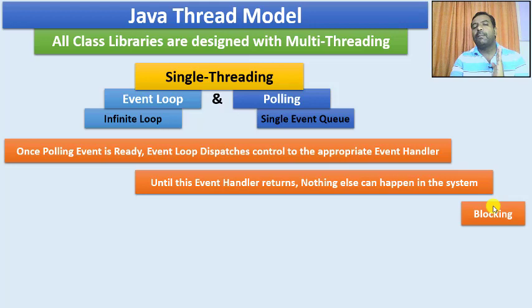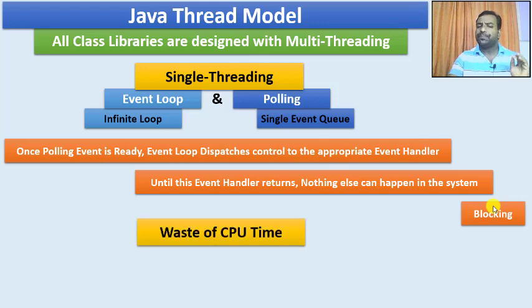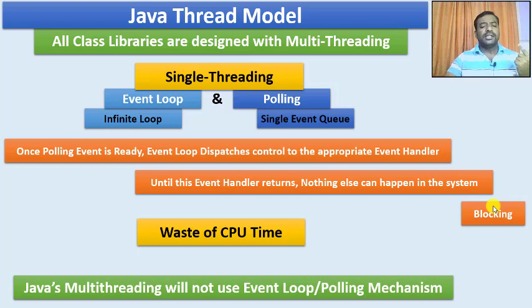The CPU is in the blocking state, and the CPU is idle right now. The CPU has not been used by any other execution line. This is what happens if we are going to have single threading. Hence, waste of CPU time, what I have just discussed. Hence, Java's multi-threading will not use the event loop or the polling mechanism. Your Java program, though it is going to handle single threading also, it will never make use of the concept of event loop and polling.